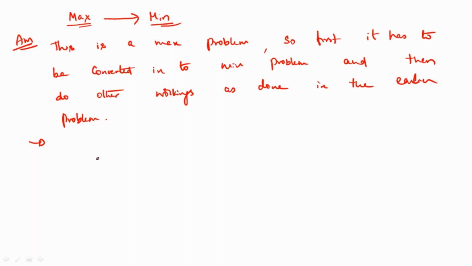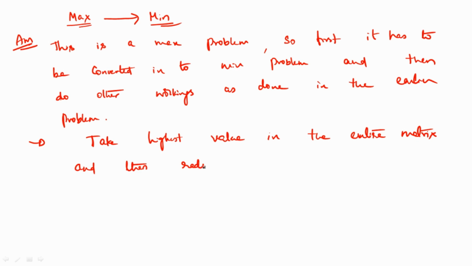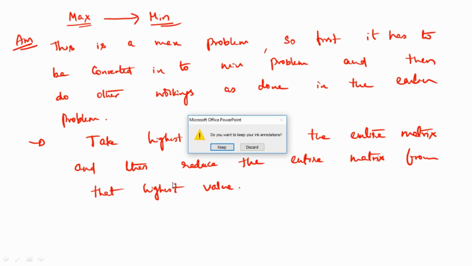It's pretty simple. What you have to do is, let me write it over here: take the highest value in the entire matrix and then reduce the entire matrix from that highest value. Is that clear? Which means you take the big number in the entire matrix and then reduce the entire matrix from that big number. For example, let's have a look into the question once.